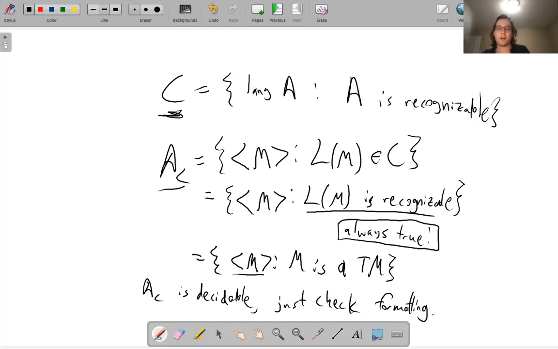Okay, and a similar thing happens if every language of a Turing machine is not in the class C. So we can't say that AC is always undecidable. We can say the next best thing to it.